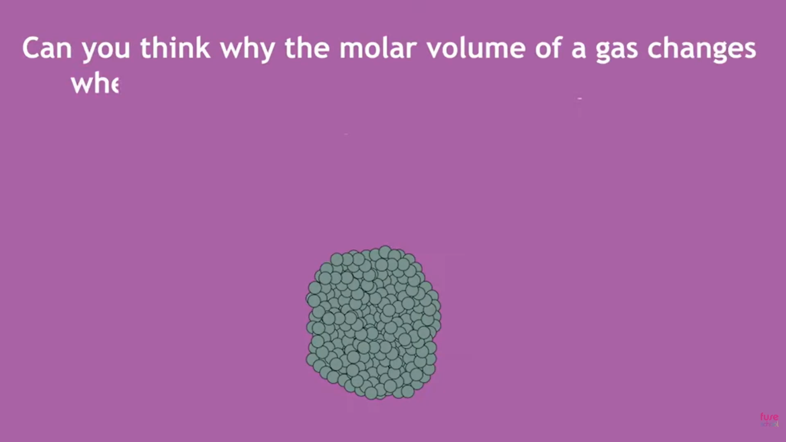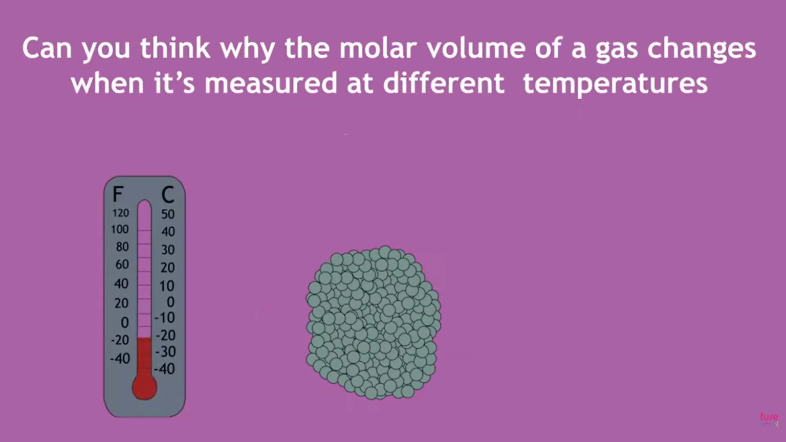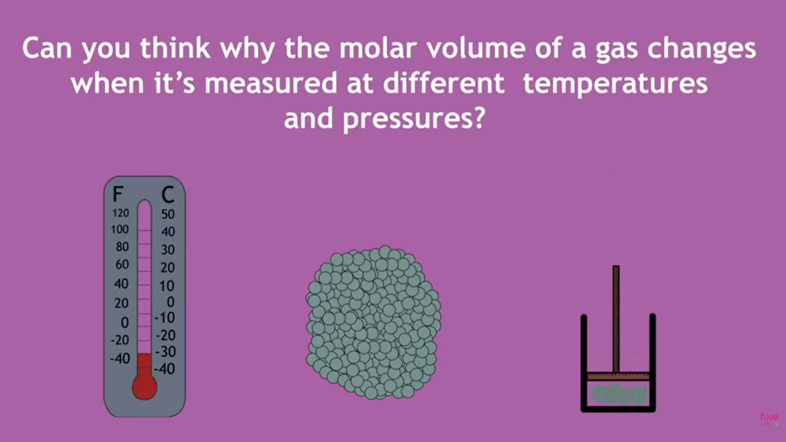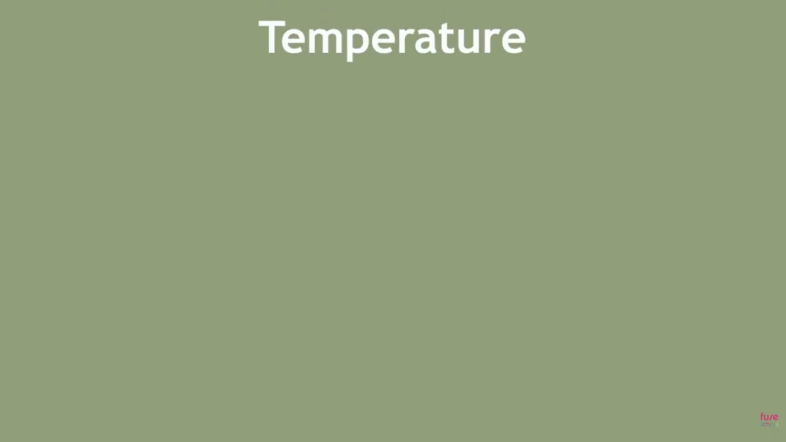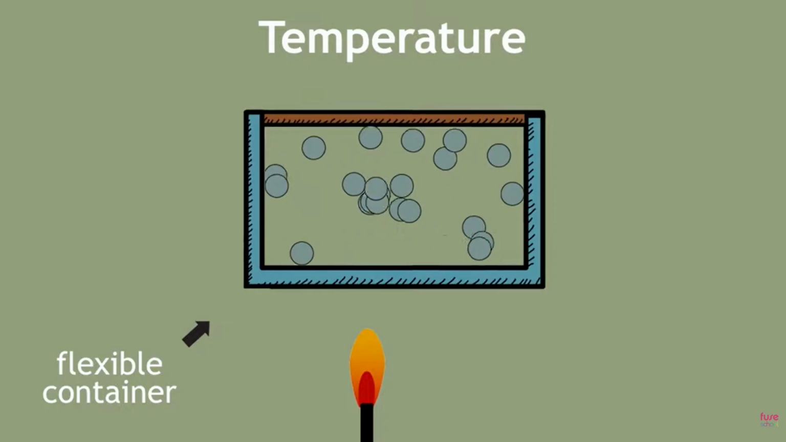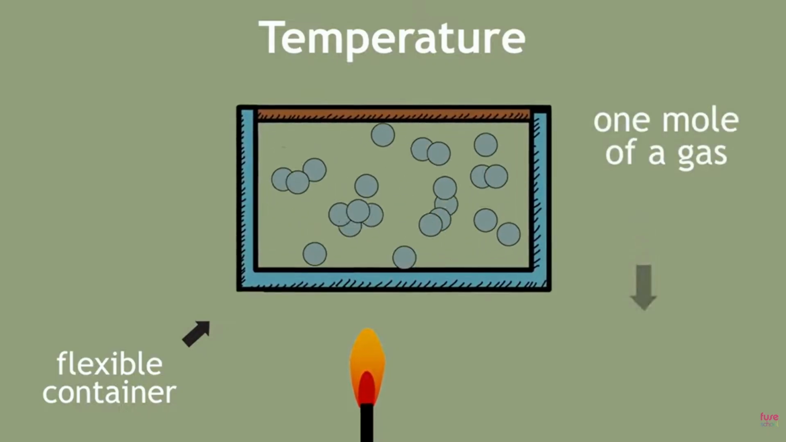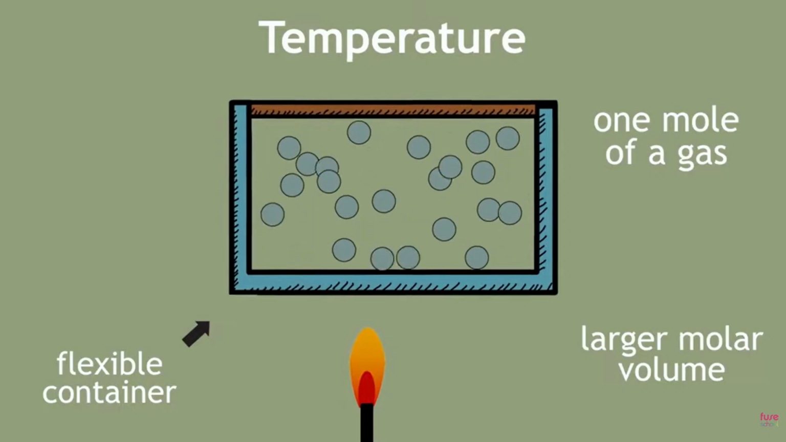Can you think why the molar volume of a gas changes when it's measured at different temperatures and pressures? Pause, think, and continue when you're ready. In terms of temperature, the answer is that a gas expands when it's heated, so 1 mole of a gas would occupy a larger molar volume.